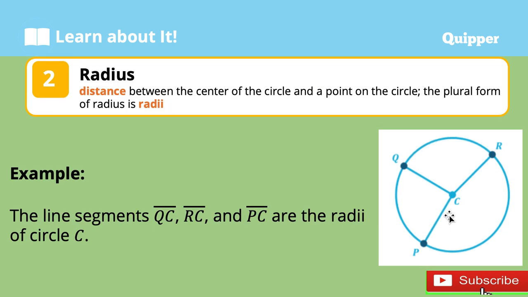Second, we have radius. This is the distance between the center of the circle and a point on the circle. The plural form of radius is radii. For example, the line segment QC, line segment RC, and line segment PC are the radii of circle C. These are the three radii of circle C.